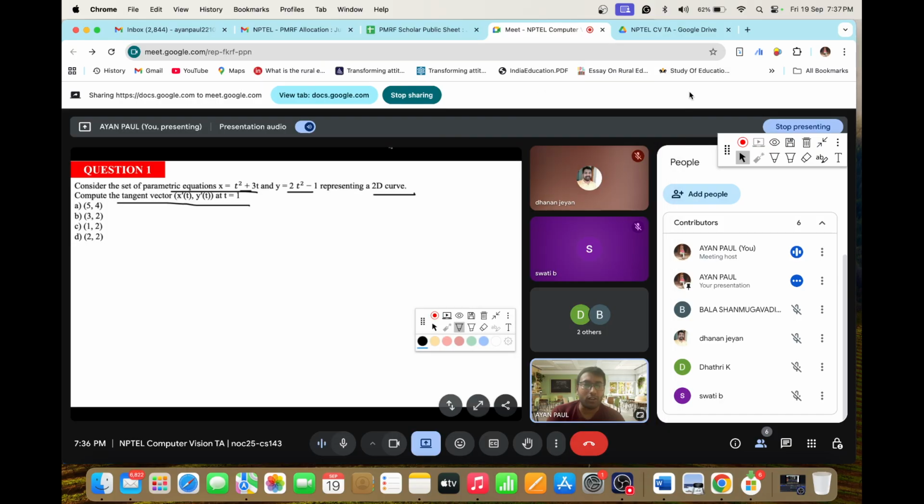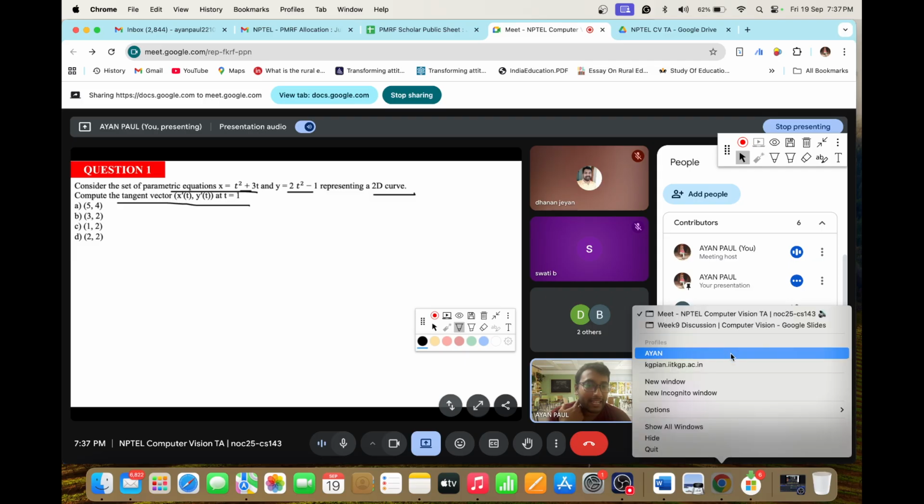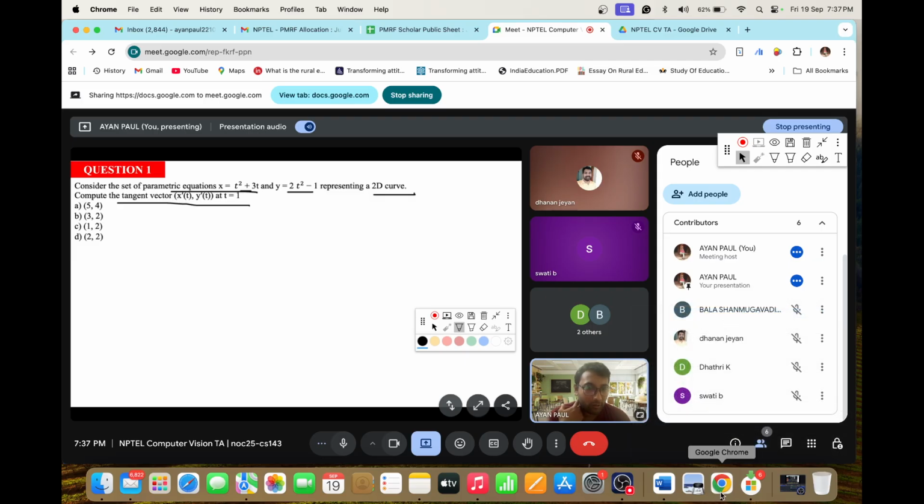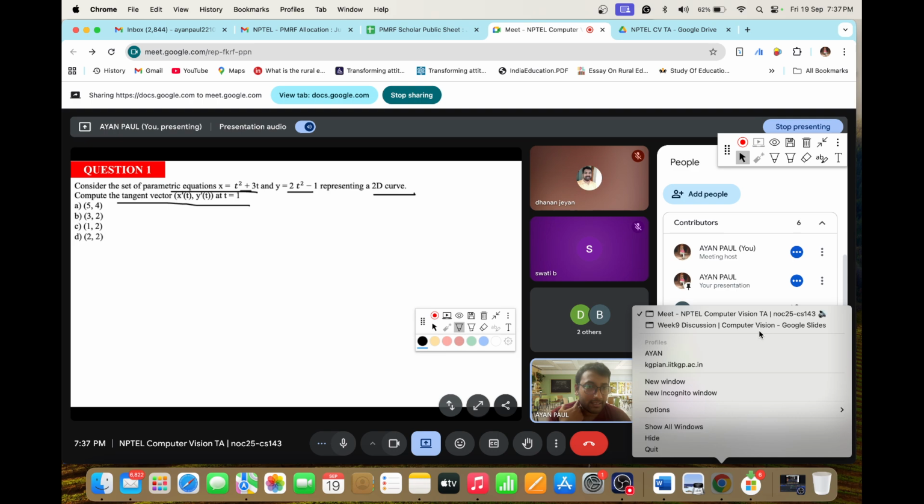So what will be the x dash t? X dash t will be 2t plus 3, right? Y dash t will be 4t plus 0, because minus 1 is a constant, so 0. So the x dash t is 2t plus 3, y dash t is 4t, and at t equals 1, what will be the x dash t? You have to calculate. At t equals 1, what is the y dash t? You have to calculate.